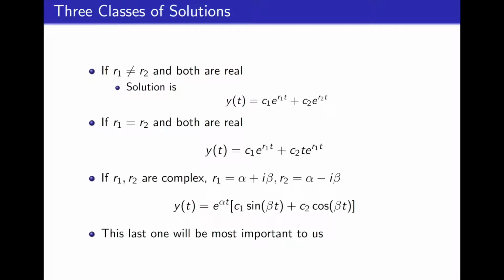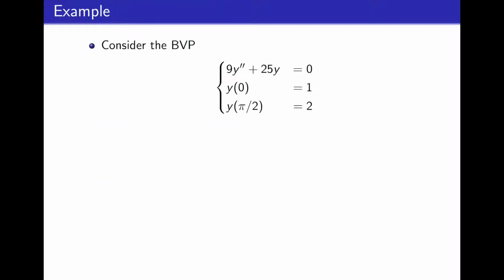And finally, if R1 and R2 are complex, then just by the theory of quadratic equations, we know that they will look like this. They will be some real value alpha plus or minus i times some real value beta. And this comes directly from the quadratic formula. We can then write the solution as this following combination of exponentials and sine and cosine functions. And this last one is what is going to show up most often in our work. But really, understanding all three of these classes of solutions is going to be important. So next, let's look at an example.